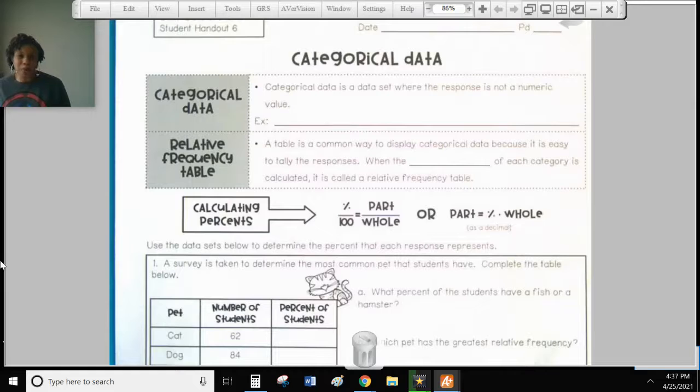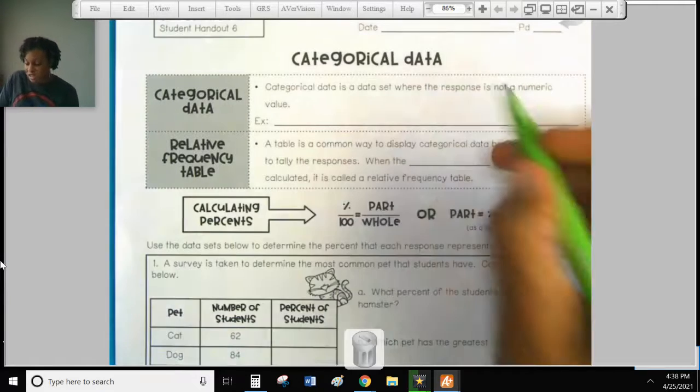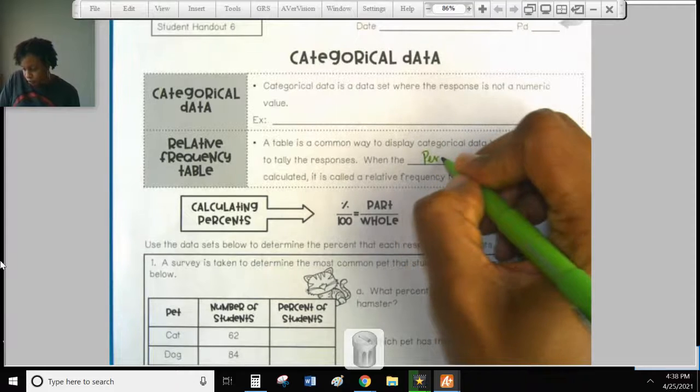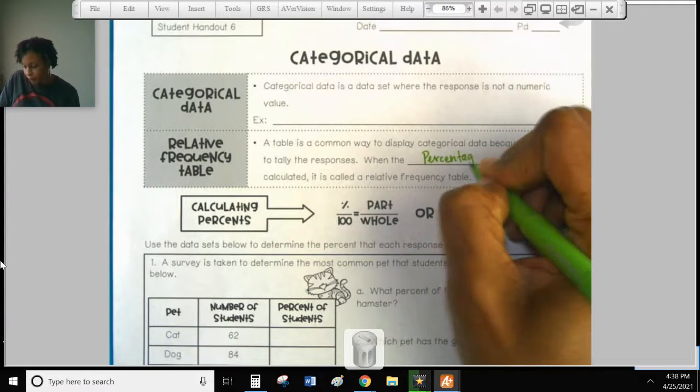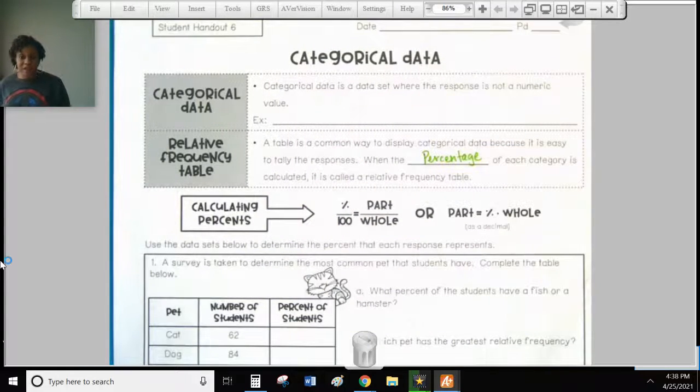So we also want to talk about a relative frequency table. A table is a common way to display categorical data because it is an easy way to tally the responses. When the percentage of each category is calculated, then it's called a relative frequency table. So we know a frequency table is where we put our tally marks and we count how many times something occurred. Well, once we start putting percentages in that table, then it's called a relative frequency table.